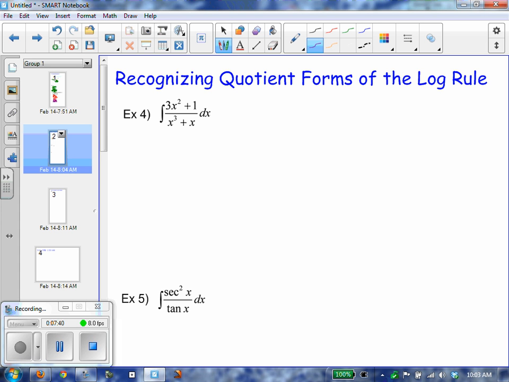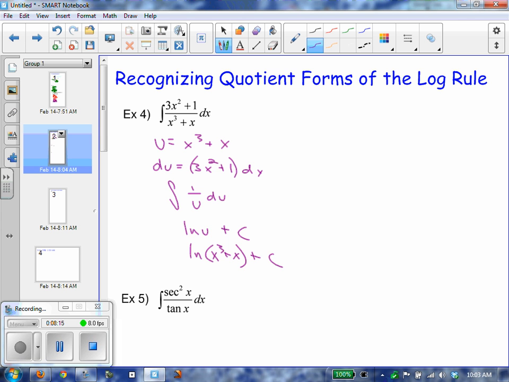So for example, on this one, wow, that's kind of complicated. So I'd still use a u substitution. What are you going to let it be? x cubed plus x. And that's very convenient, because if u is x cubed plus x, du is going to equal 3x squared plus 1 dx, which takes care of all the rest of this. So I'm really just dealing with 1 over u du. So when we integrate that, natural log of u plus C, but u is actually x cubed plus x, so natural log of x cubed plus x plus C.